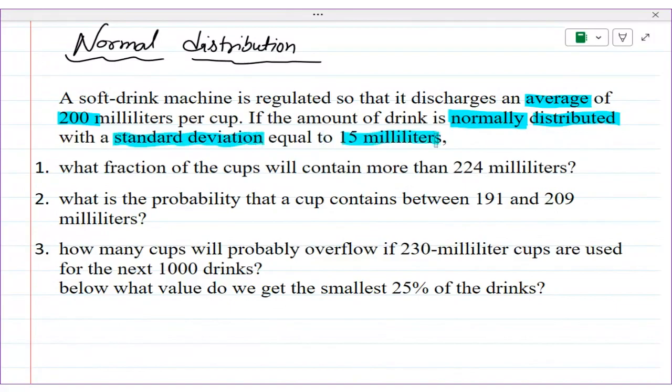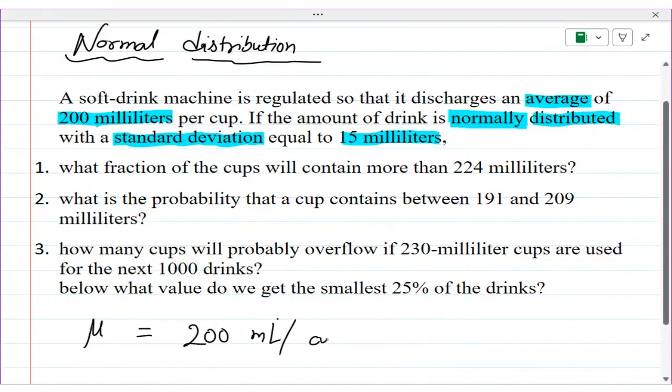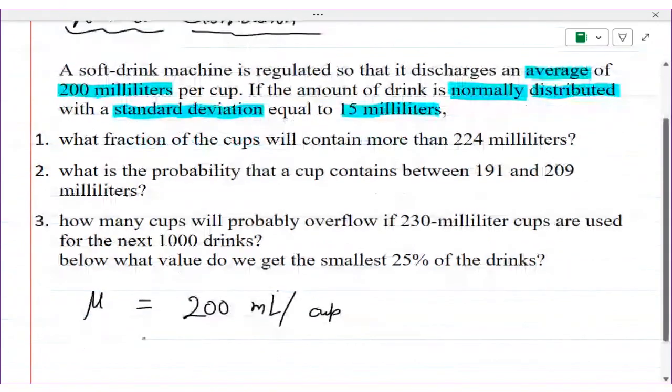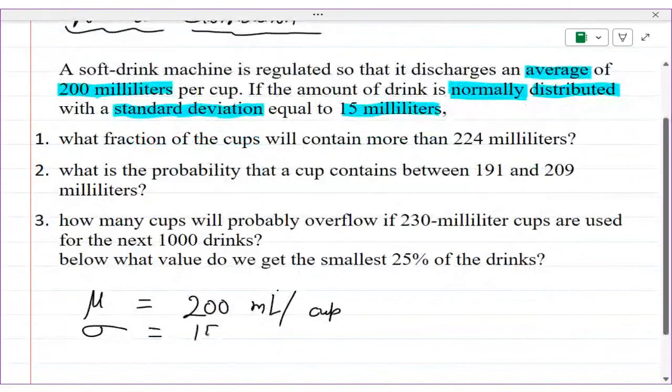Okay. So you are given the average. Average is 200 milliliters per cup, and standard deviation is 15 milliliters. So students, first make sure that these units are the same. Whatever unit we have here, the same unit we should have here. So we are given the mean. Mean we denote by mu. Mu is 200 milliliters per cup. And we are given the standard deviation. Standard deviation is sigma. Sigma is 15 milliliters.